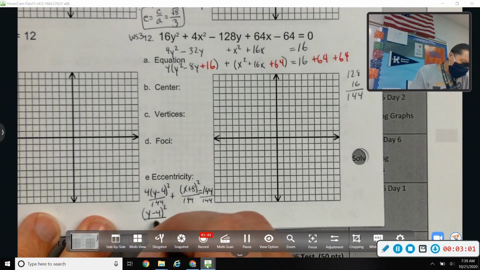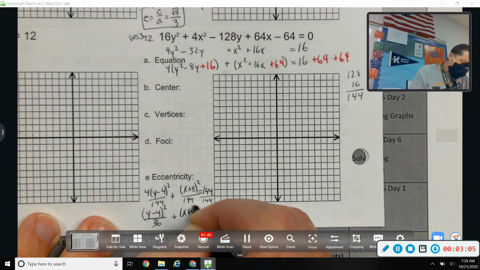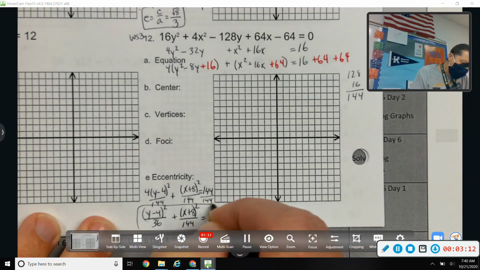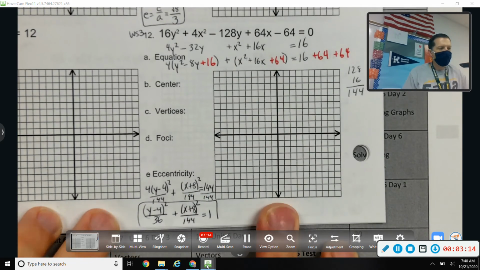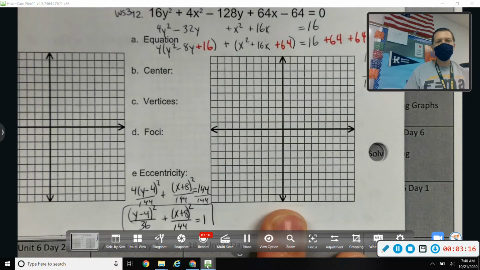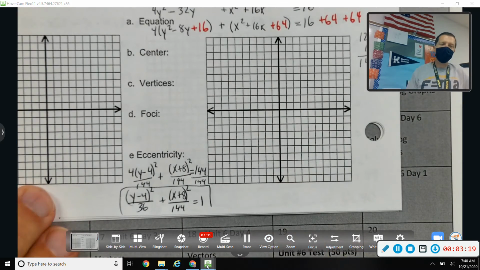So y minus 4 squared over 36 plus x plus 8 squared over 144 equals 1. That's really good news because all of those are perfect squares, so I can find everything pretty easily.